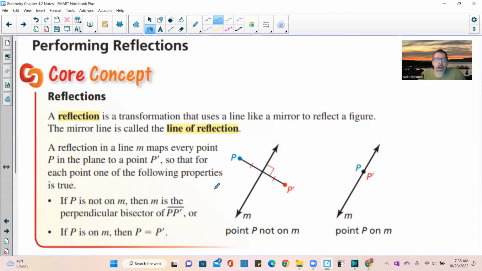Or if P is on M, such as here, then P equals P prime. Obviously, if you're reflecting something that is on the line of reflection, you're still on that line. So this is when the point is on the line. The image is the same point location as the pre-image. If P is off the line, then the perpendicular distance to the line is equal to the perpendicular distance to the image P prime. Okay, so that's it in a nutshell.